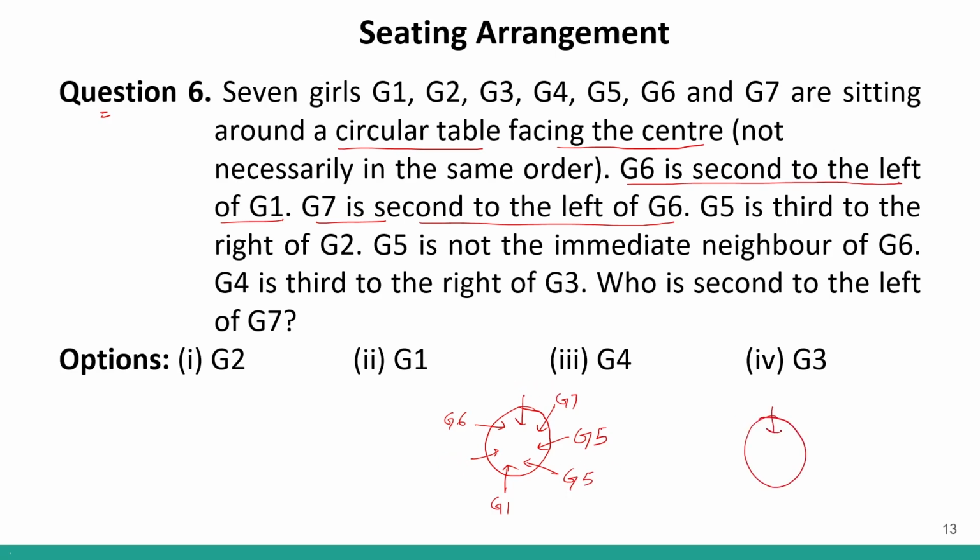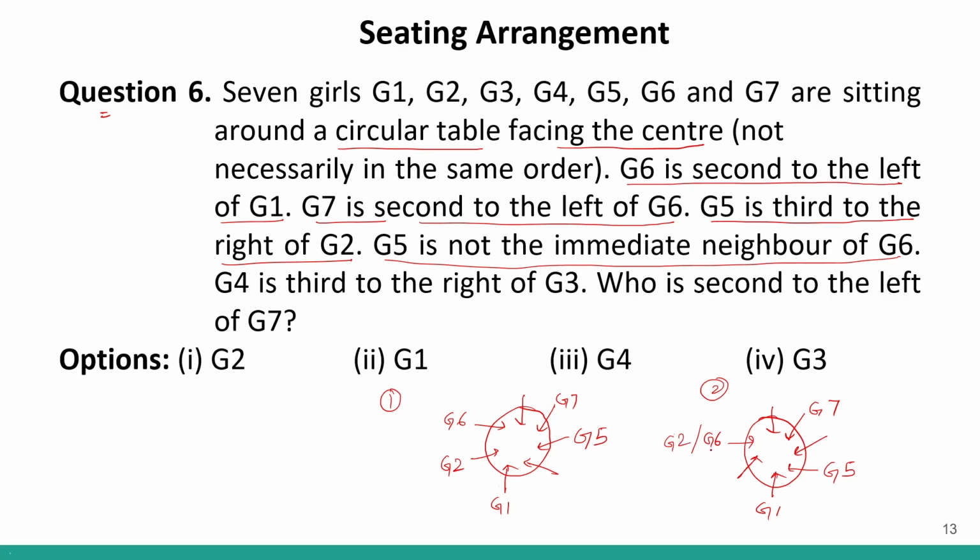So, this is possibility 1, positions 1, 2, 3, 4, 5, 6, 7, correct? G1 is over here, G6 is over here, G7 is over here. Possibility 1 is that G5 sits over here, possibility 2 is that G5 sits over here. Okay, so this information we have used. Now, it is given to us that G5 is third to the right of G2. So, third to the right means that G2 will sit over here, 1, 2, 3. In this case, G2 has to sit over here. But we already have G6 over here. So, we cannot place G2 over here. Therefore, this is not the correct possibility.